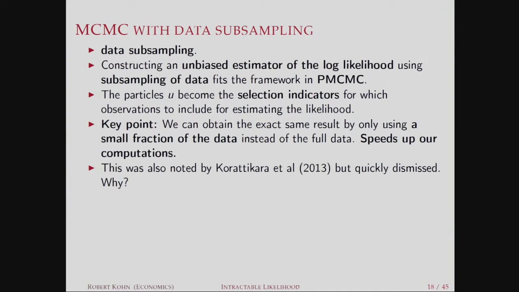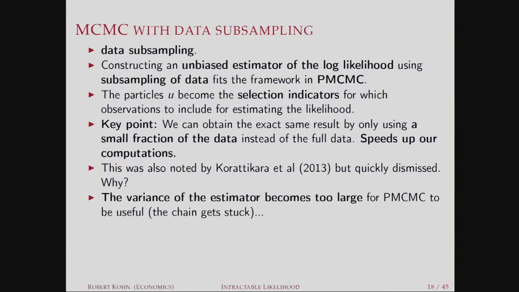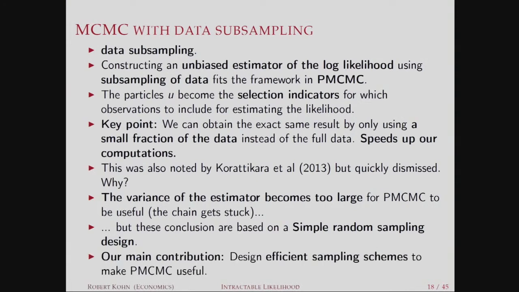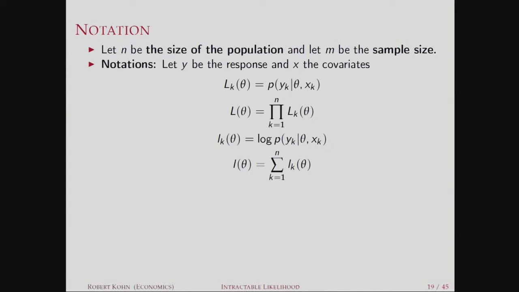What I want to discuss is data subsampling, constructing an unbiased estimate of the log likelihood. The particles in my case become the subsampling indicators. Now I'm just doing a straight likelihood, and already in 2013 and even before, people suggested simple random sampling on the log likelihood. They dismissed that, and the reason is that it just doesn't work. The variance becomes huge. So you've got to be a lot smarter than that. Our main contribution, and we're still going about it, is to design efficient sampling schemes to make the thing work well.